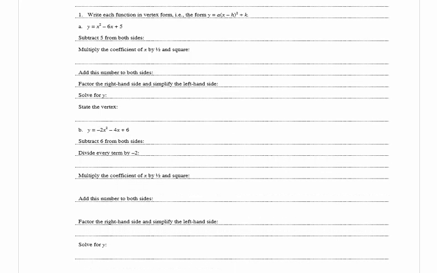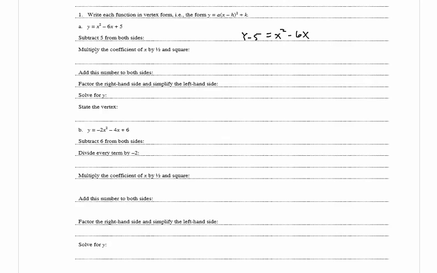In 1, it says write each function in vertex form, i.e. the form y is equal to a times x minus h squared plus k. In A, we have y is equal to x squared minus 6x plus 5. And the first thing they want us to do is subtract 5 from both sides. So we have y minus 5 is equal to x squared minus 6x.